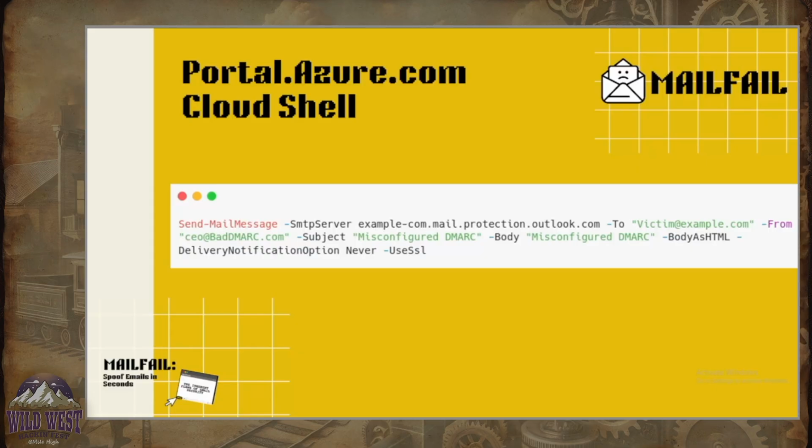So PowerShell has this Send-MailMessage cmdlet where all you do is supply the SMTP server, which in this case is just an example one, but that's the format of every single Microsoft mail server. So if you wanted to do blackhills.com, it would be blackhills-com mailprotect@outlook.com. That is just the MX record of whatever website you're trying to send to. In this case, victim@example.com from CEO@baddmark.com. Just an example.